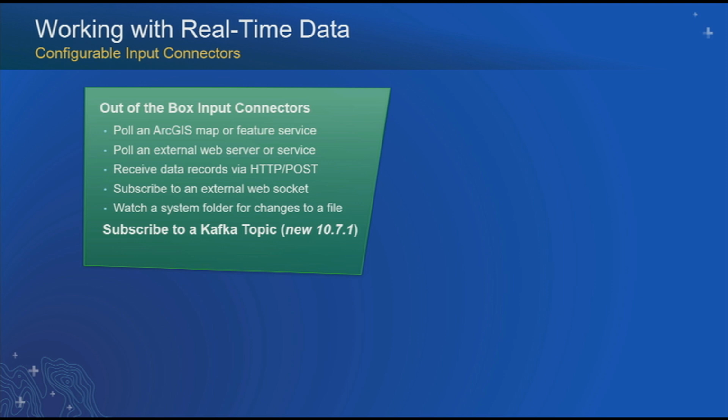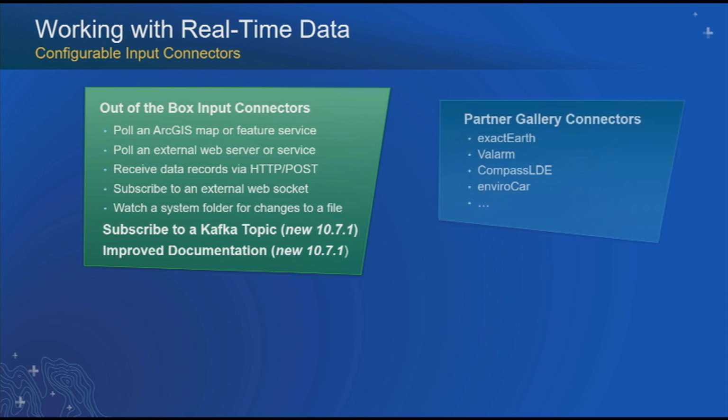New at 10.7.1, we are excited to announce, for those of you who are familiar with or using Apache Kafka, there is now the ability to subscribe to Kafka topics to retrieve JSON, text, and GeoJSON. Oftentimes, a lot of questions are in regards to how to get data in and out of GeoEvent. So I'd like to point out that at 10.7, we reworked our input connector documentation, providing summaries, usage notes, and parameter help as well. Please take a look at that if you have questions.